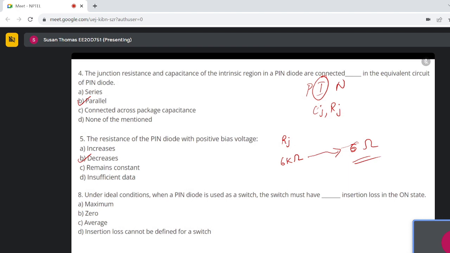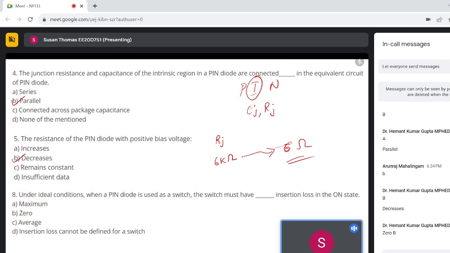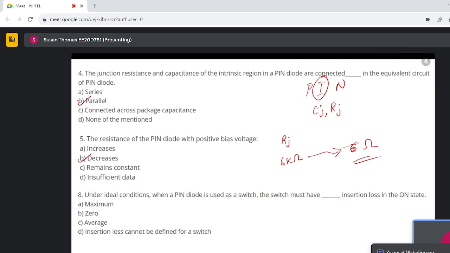Now coming to the next question. Under ideal conditions, when a pin diode is used as a switch, the switch must have insertion loss. So is it a maximum insertion loss? Is it zero insertion loss? Is it average insertion loss? Yes, I have some answers. I request everyone to answer. So I hope you know what is insertion loss. What is insertion loss?